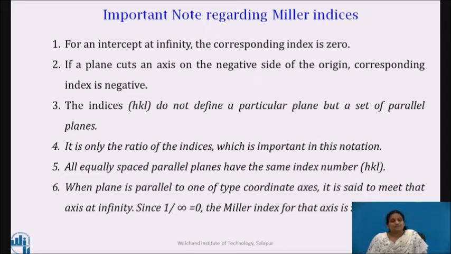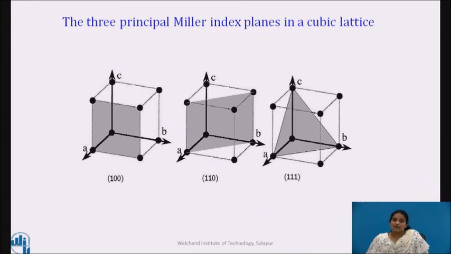Then all equally spaced planes have the same Miller indices. And the indices hkl do not define a particular plane, but always represent a set of parallel planes, a family of planes. However, the effect of planes with small atomic density on the physical properties of the crystal is negligible. Hence, planes with appreciable atomic density are called principal planes. Here in the figure you can see the principal crystallographic planes of a cubic crystal structure.